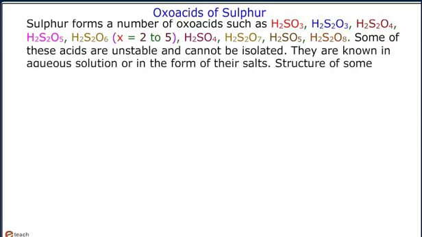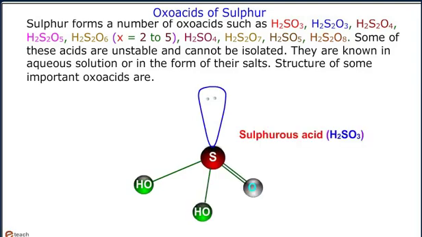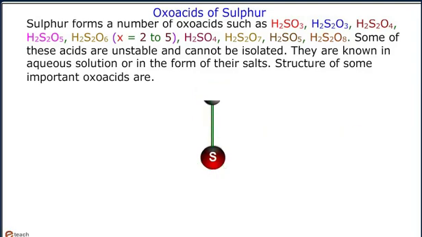Some of these acids are unstable and cannot be isolated. They are known in aqueous solution or in the form of their salts. Structures of some important oxo acids are given below.